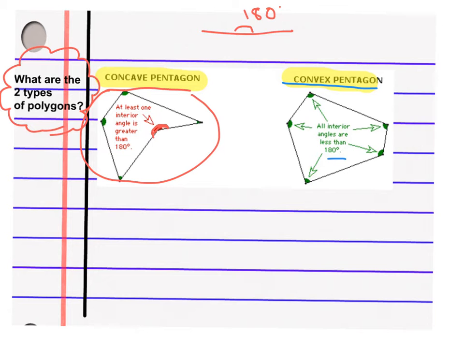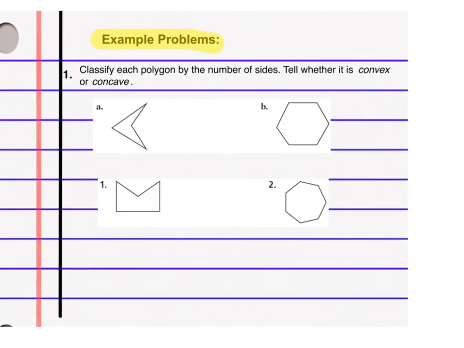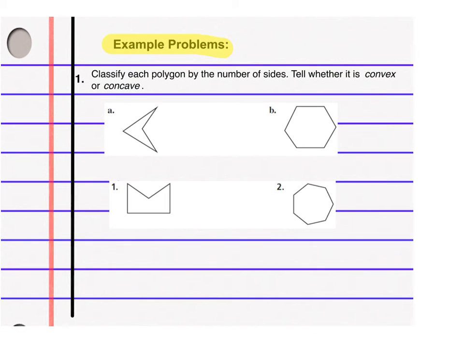That is concave. Okay, you're going to write down example problems and highlight example problems. If you want to abbreviate, remember the abbreviation you can use is just EX, but it should still be highlighted so that I can tell you have the example section. Okay, classify each polygon by the number of sides, then tell whether it's convex or concave. So you should draw these figures. I'm not giving you anything too complicated, so draw them.